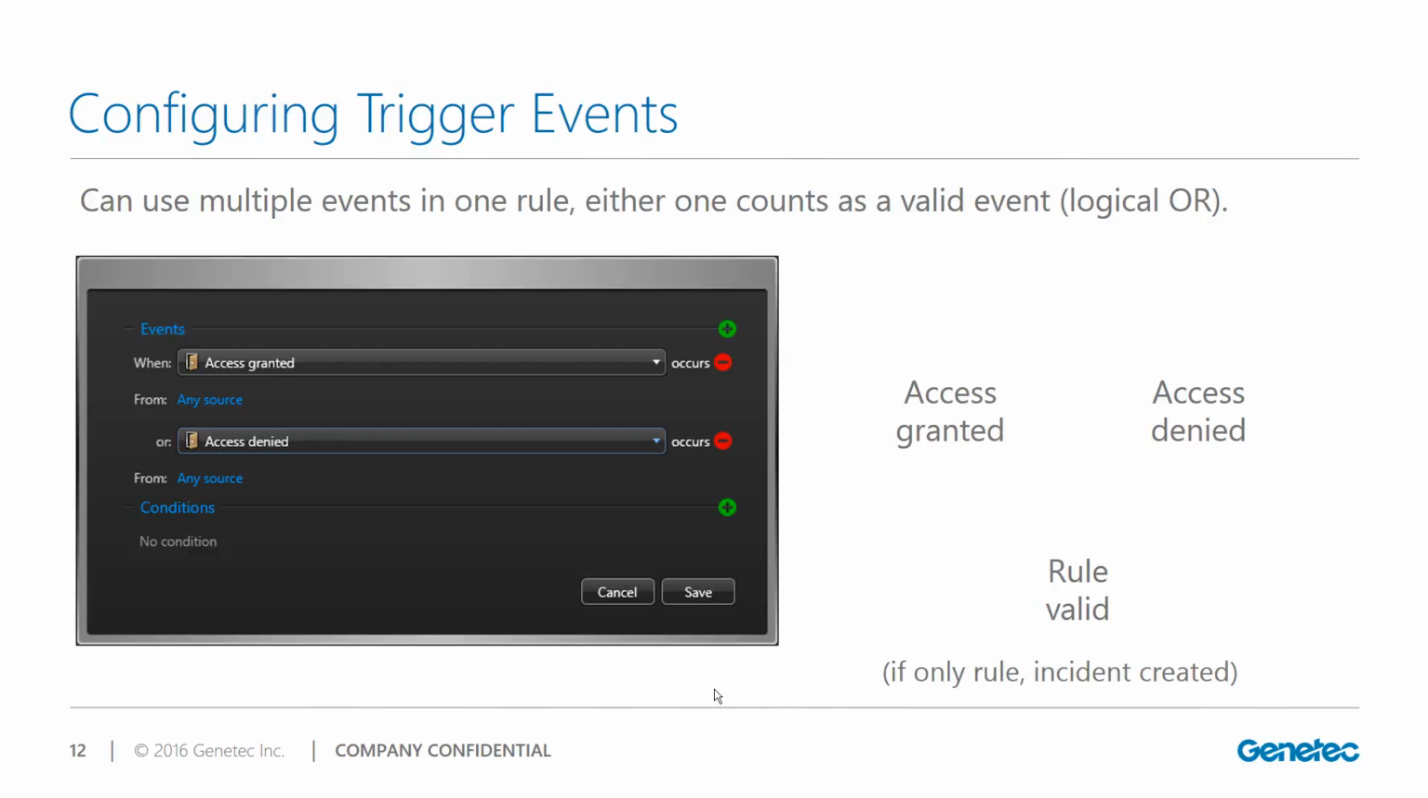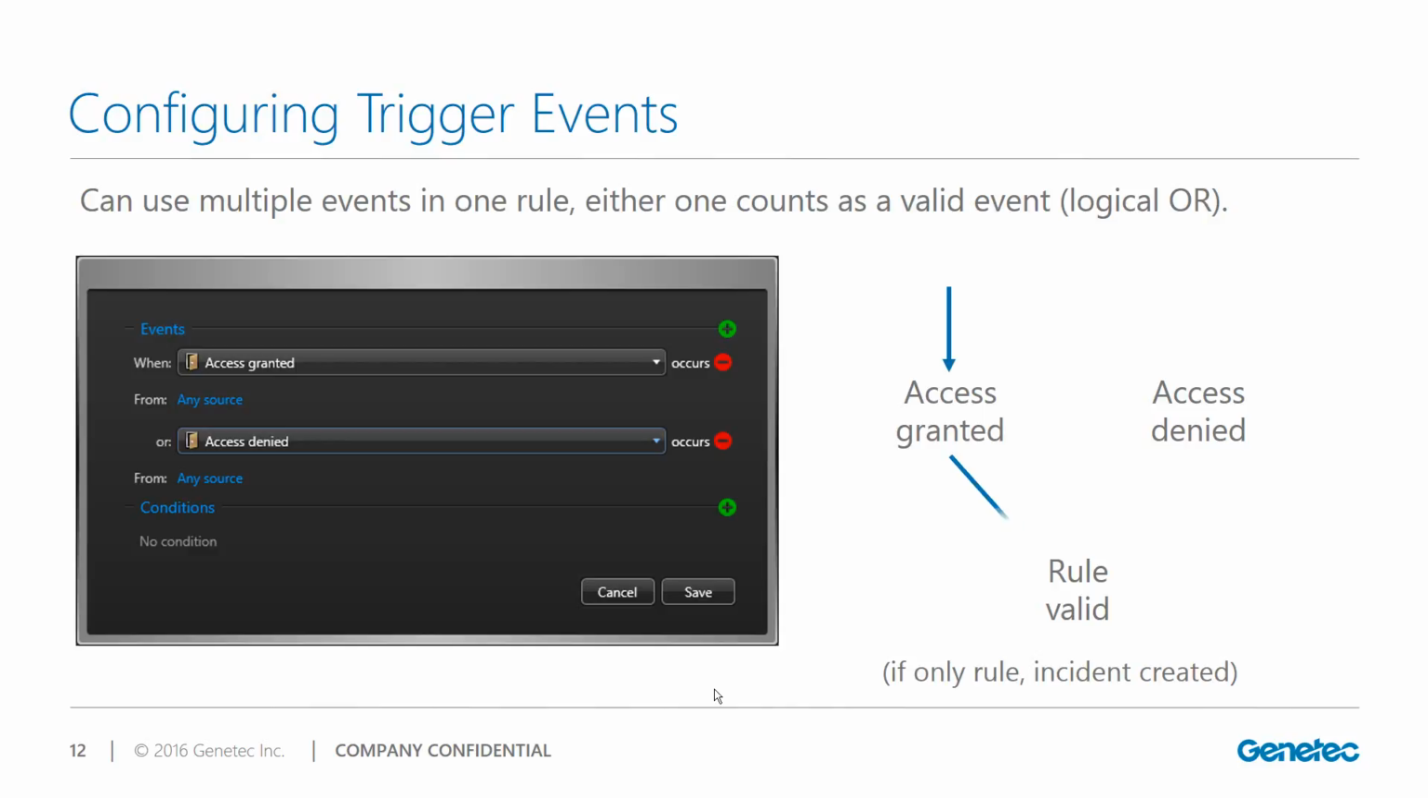I mentioned previously that we can have more than one event that happens within a rule to actually have it considered valid. So in our example here, we can either get an access granted from any source, or we can get an access denied from any source. So these two are connected by an OR, which means that either one can happen or the other can happen and the rule will still be valid.